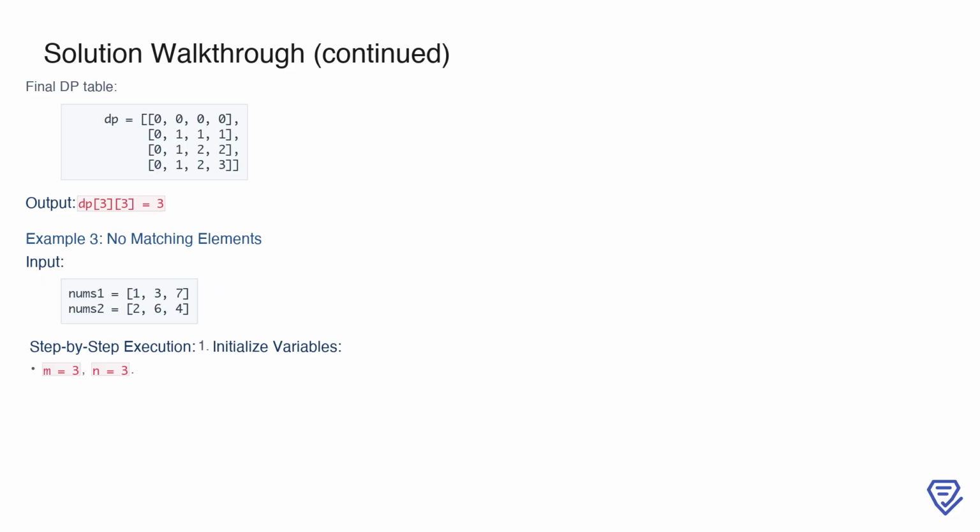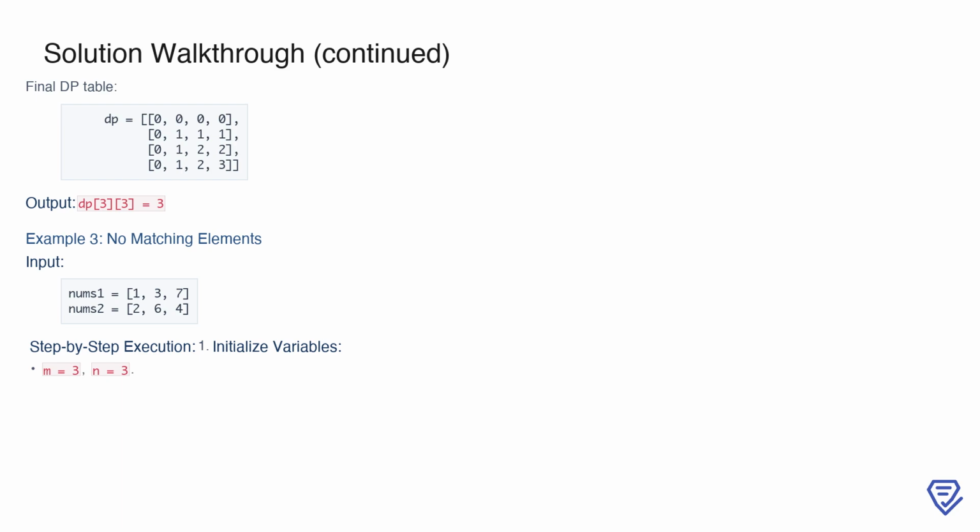The table's final state shows the progression of the uncrossed lines count. The bottom right corner, dp[3][3], holds the value 3, indicating that all elements are part of the solution, and the maximum number of uncrossed lines is 3.